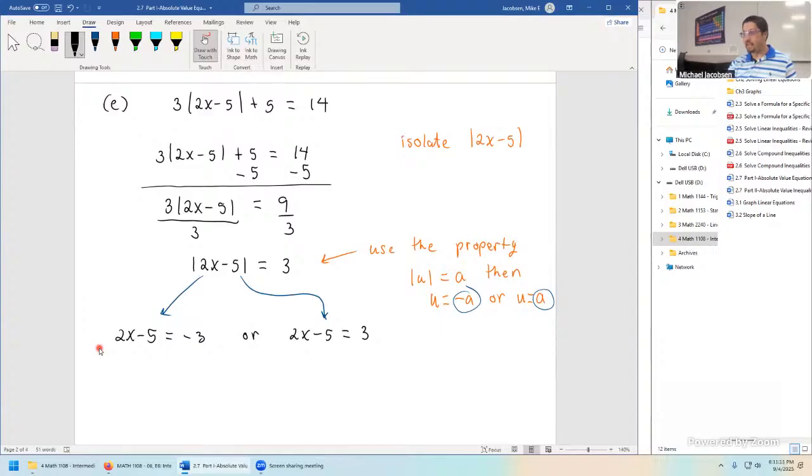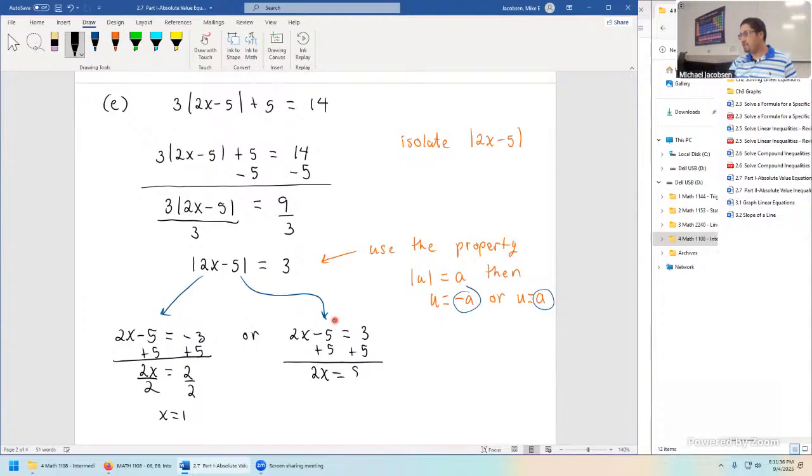Going left to right, starting at where the red dot is, add 5 to both sides. 2x is now positive 2. Then divide by 2 on both sides. X is now 1, and halfway there. Just rinse and repeat. Add 5 to both sides on this one. Same steps, just different results.